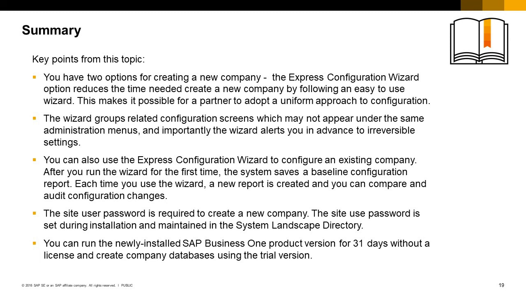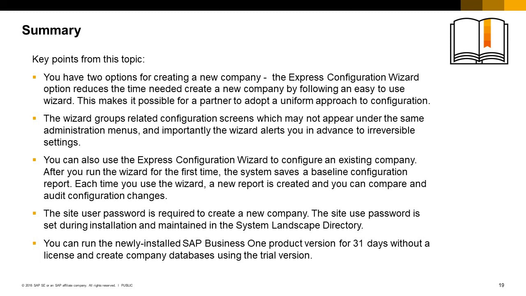You can also run the Express Configuration Wizard to configure an existing company. After you run the Wizard for the first time, the system saves a baseline configuration report. Each time you use the Wizard to make additional configuration changes, a new report is created and you can compare the changes in the reports using the configuration management function.